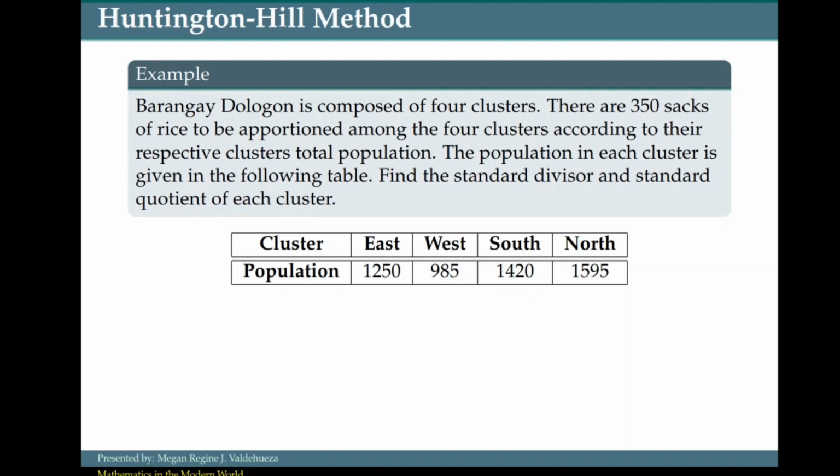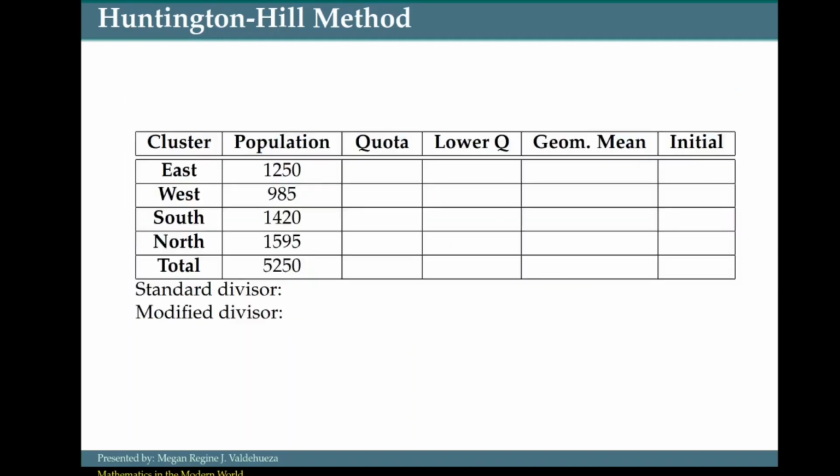For example, Barangay Dalogan is composed of 4 clusters. There are 350 sacks of rice to be apportioned among the 4 clusters, according to their respective clusters' total population. The population in each cluster is given in the following table. So again, we compute the standard divisor, that is 5,250 divided by 350 sacks to be apportioned. That will give us 15.